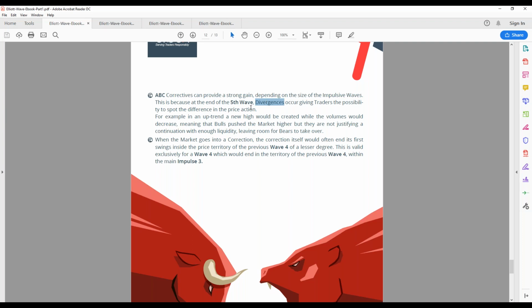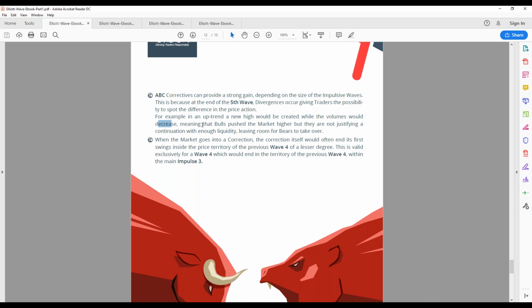If, for instance, the trend is a bullish trend and the fifth wave is ending, it would most likely be accompanied by a bearish divergence. This is precisely because in an uptrend, when a new high is created, the volumes would actually decrease. This would say that the bulls push the market higher, but they're not justifying the move with enough liquidity.